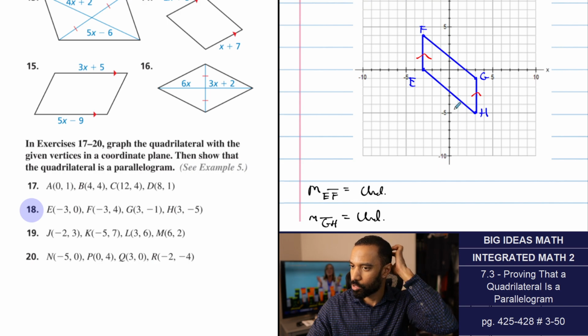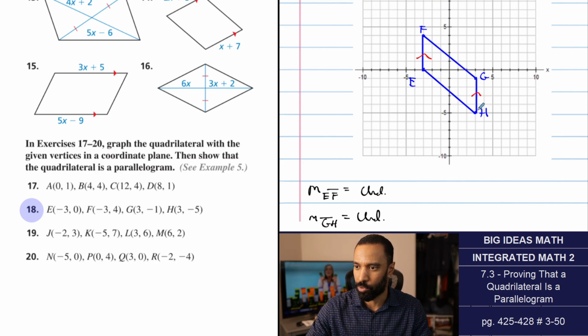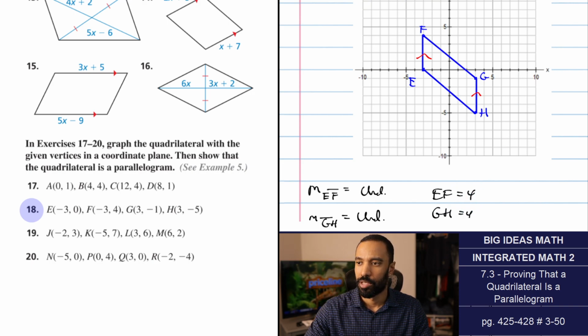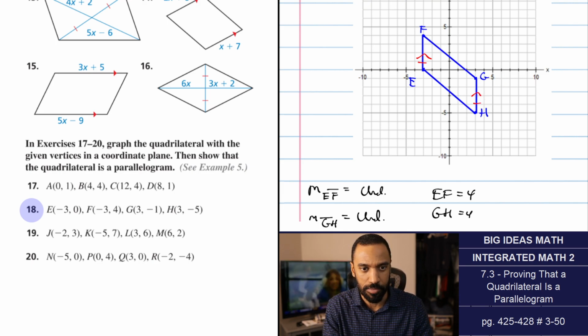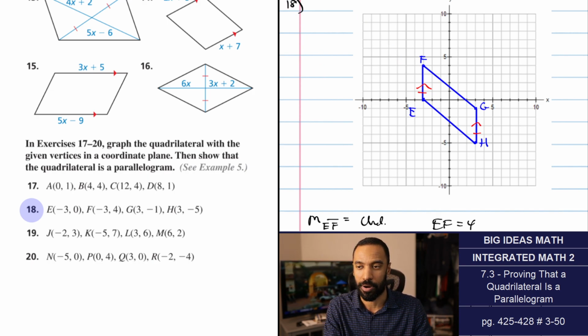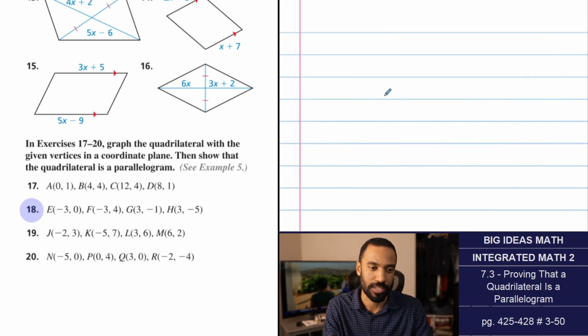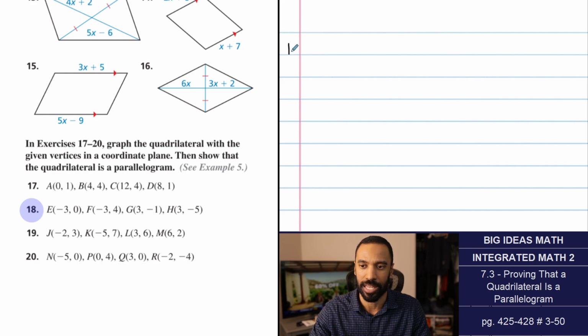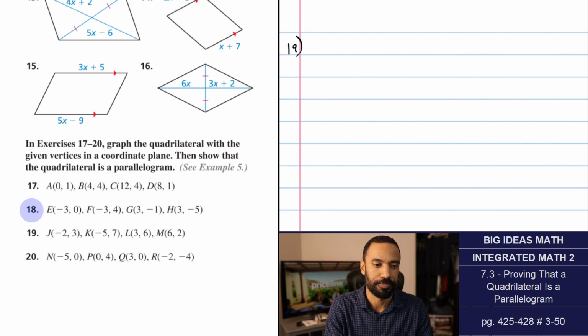Now their lengths are also the same. EF has a length of 1, 2, 3, 4. GH has a length of 1, 2, 3, 4. Both parallel, both congruent for opposite sides, and the same set. It is a parallelogram. I don't know if I have to write, therefore, it is a parallelogram. It would be the same each time. They're telling us, show that it is. They're not tricking us. It is. We just have to work it out.